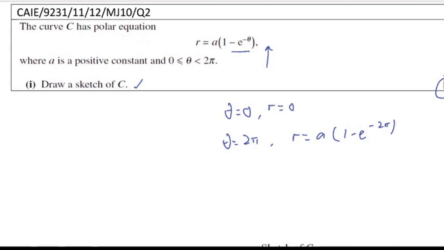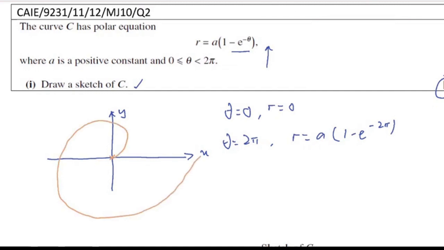The sketch here consists of all 4 quadrants. We know that when theta equals to 0, r equals to 0, so it starts at the origin. We will expect that r gets larger and larger. So we can expect something like the spiral that you see in the golden ratio. We can draw the spiral, and we just have to show that r is getting larger and larger. That's the graph that we will actually get.